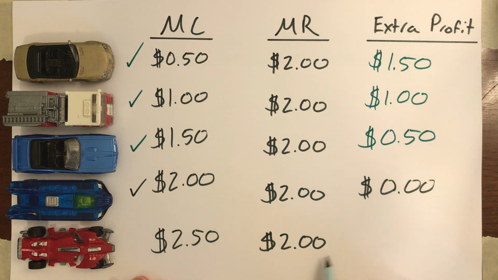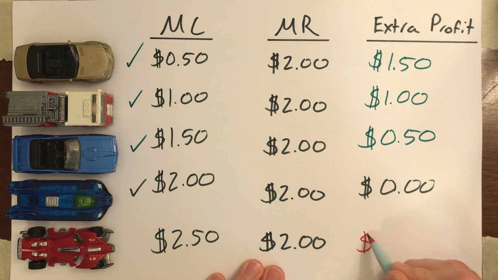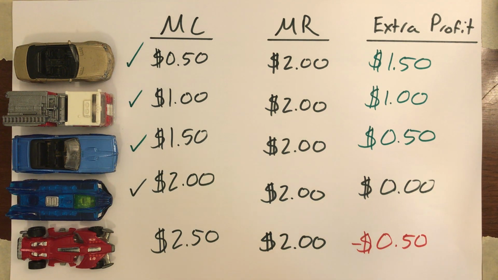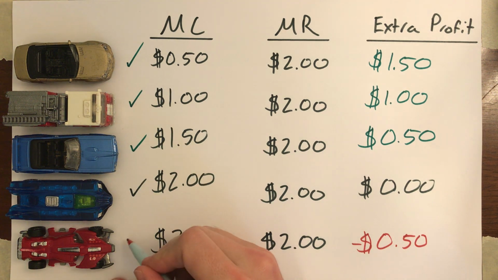My marginal revenue is $2. And so if I produce that unit, I'm going to have a negative extra profit. It's going to cost me 50 cents more to produce this than if I don't produce it. And so we would say no.